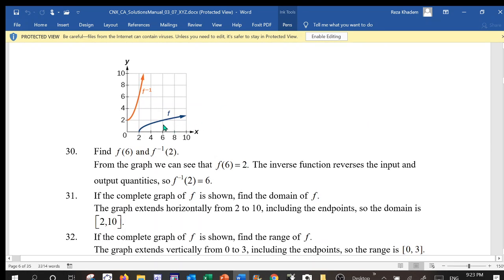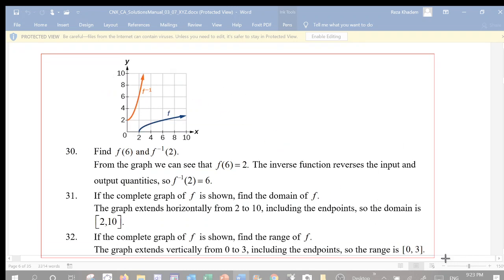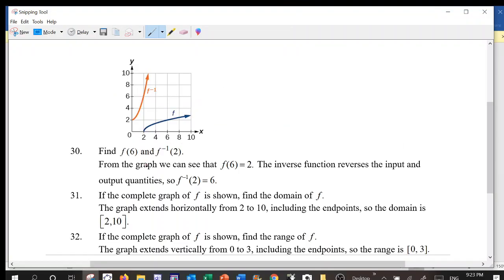And let's do number 30. Now number 30, we have the inverse. It says find f of 6 and find f inverse of 2. Now, f of 6 means what? It means we need the output for the input 6. That means if the input is 6, what is the output? And we have to go to the function f. This is f. So we go to input 6. We find that the output is 2.